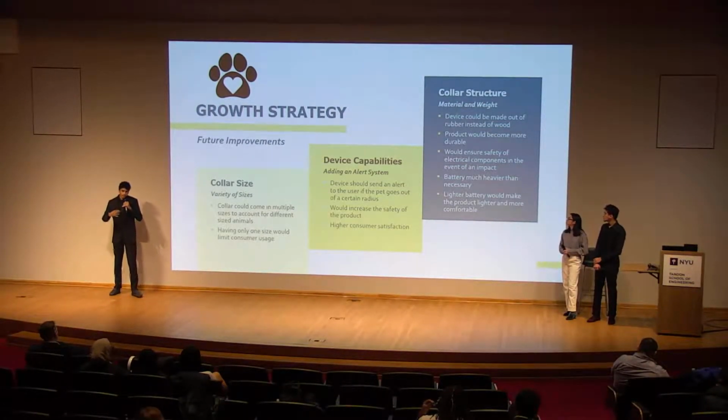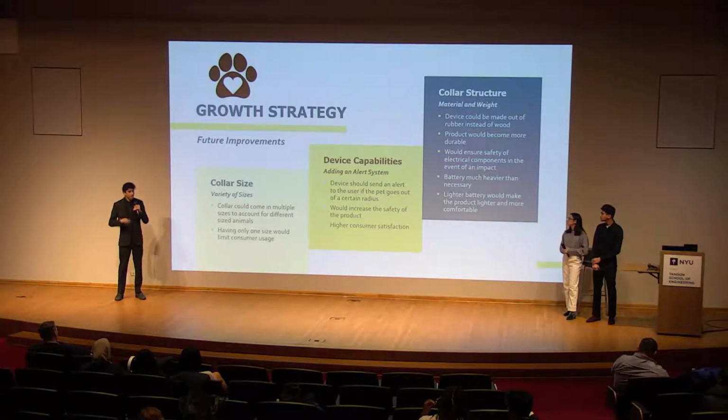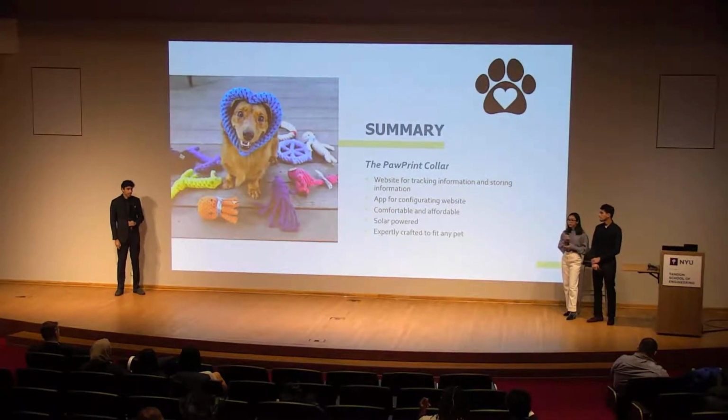Another thing is to also make some variations in the collar structure, since we already have a comfortable design, but we also understand that some pets have allergies and other things that we want to accommodate as well. So in summary, the Paw Print is a collar that allows for tracking and communication, and it's a much more convenient and efficient alternative to current pet microchipping technology, and it takes into account the fact that when pets get lost, they're outside, and we've integrated a solar power feature to accommodate for this.